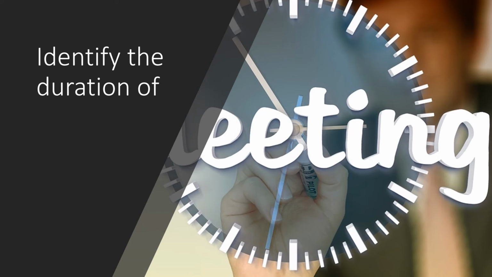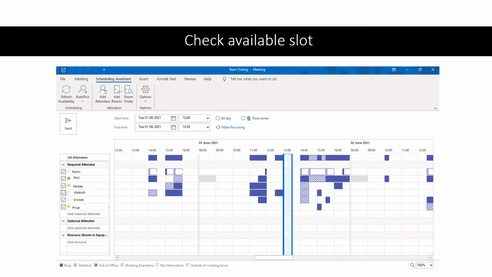Say if you just have 30 minutes, you would have to time box or limit your discussion around each point on your agenda. This is how it would look when you click on the Scheduling Assistant option in Microsoft Outlook to identify a common slot for the attendees. As you can see, we have a slot available between 1 p.m. to 2 p.m., so you can send the meeting invite for that duration.